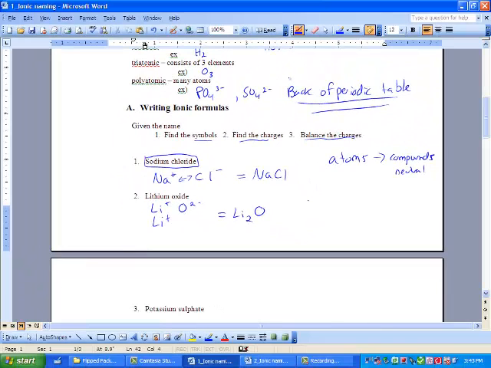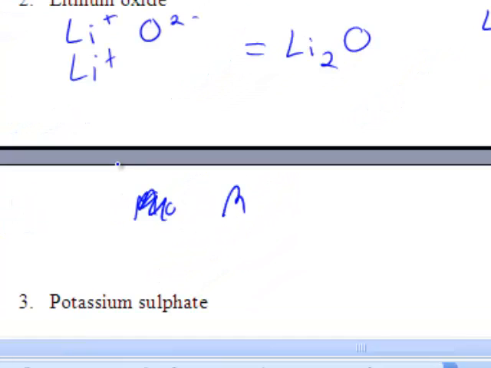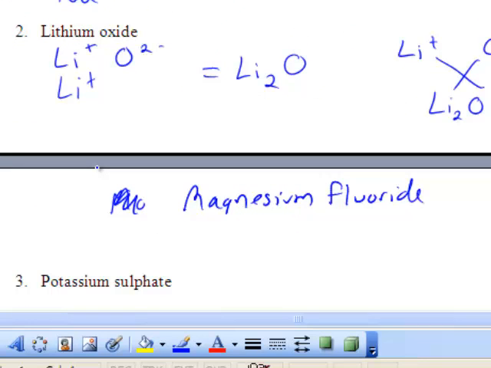Another way that we can think about this is the swap and drop. When we have these charges, we keep the elements the same, but we swap the charges and drop them down to the bottom. So now the 2 will be on the lithium and the 1 will be on the oxygen, but if it's a 1, we don't have to write it, we can assume it's there. So what I want you to do right now is try this one out here, magnesium fluoride. Pause it right now and try to do this one on your own.